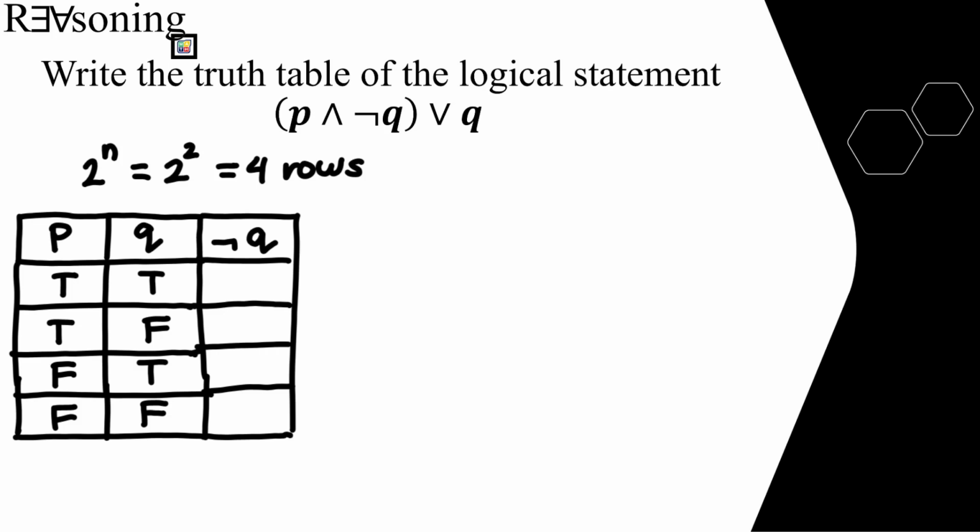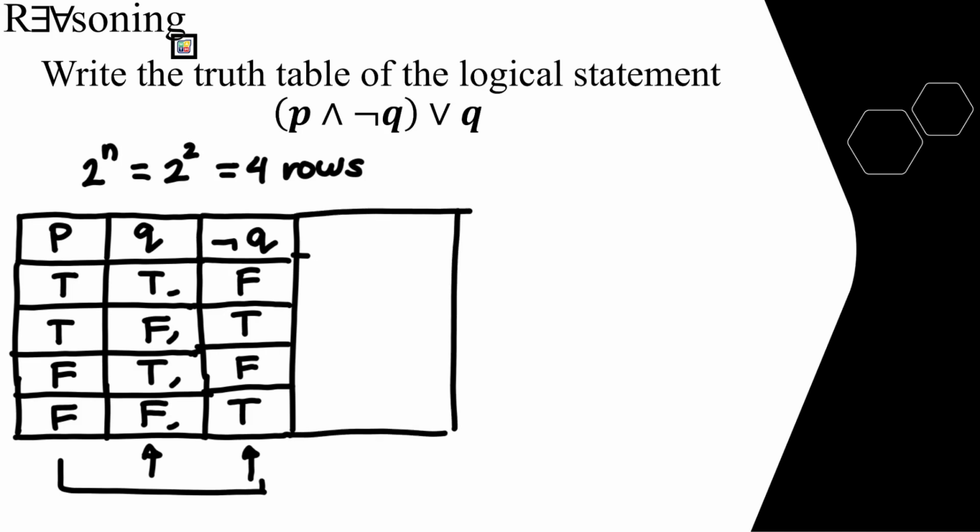The negation of Q, for its truth value, will only reverse the truth value of Q. So for this being true, this is now false. If this is false, this is true. The 3rd row is true, giving us false, and the 4th one is false, providing us with true. This is now the column we are going to pair with our P to come up with the next column, which is for the conjunction of P and not Q.